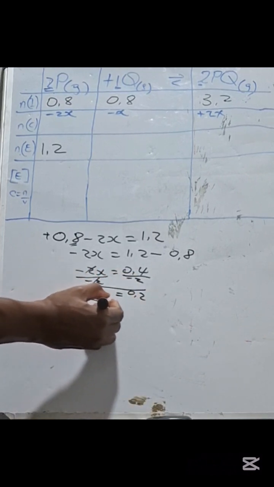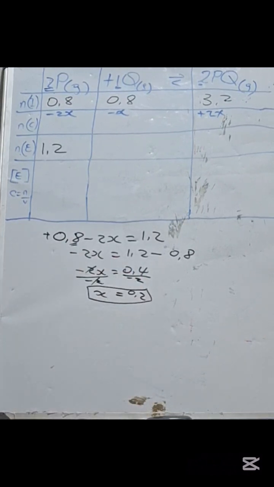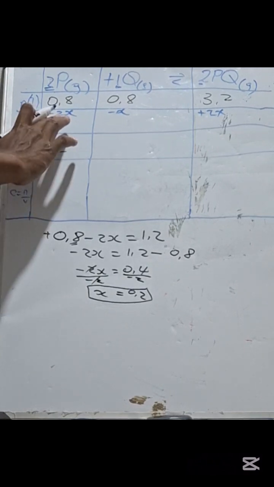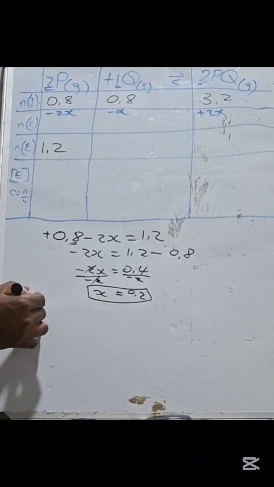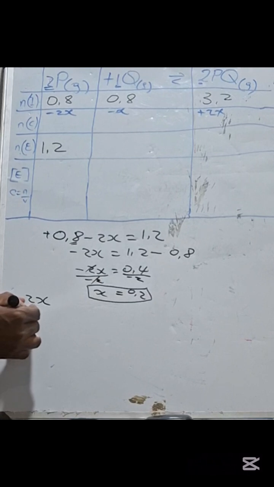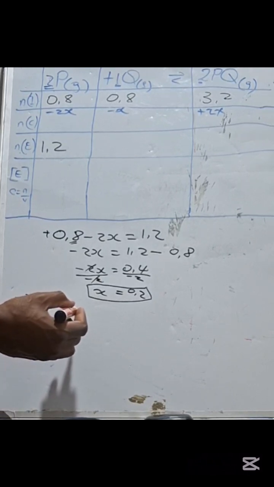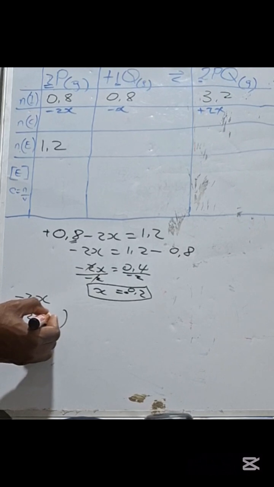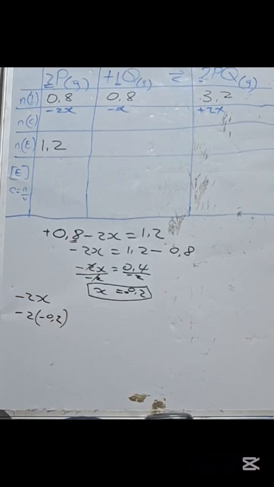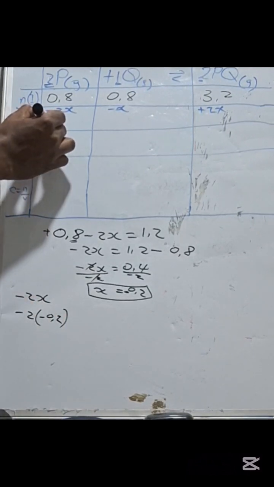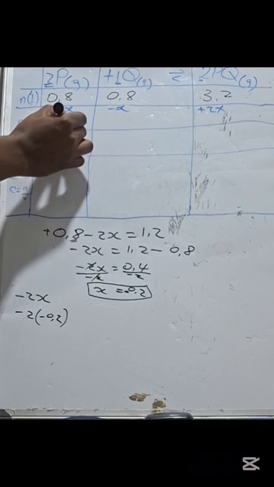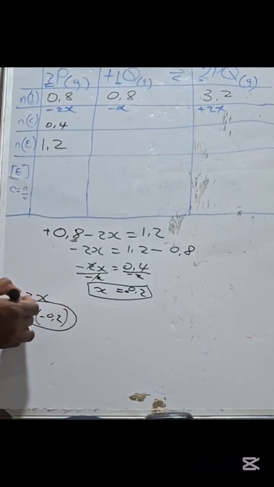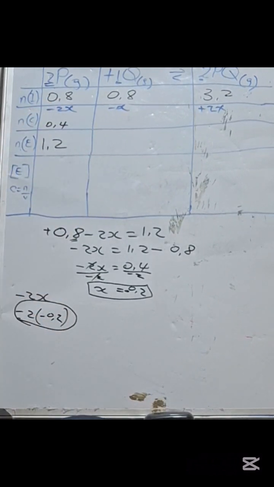So in the table, in place of x, I will put negative 2. If we look here, we have negative 2x. So in place of x, I will put negative 0.2. So I will put negative 0.2, and so here I have, when I calculate, minus 0.4.